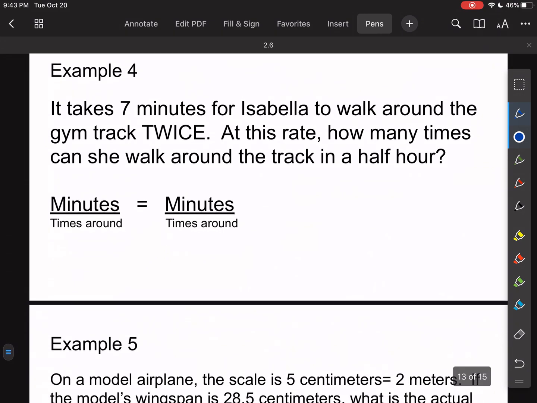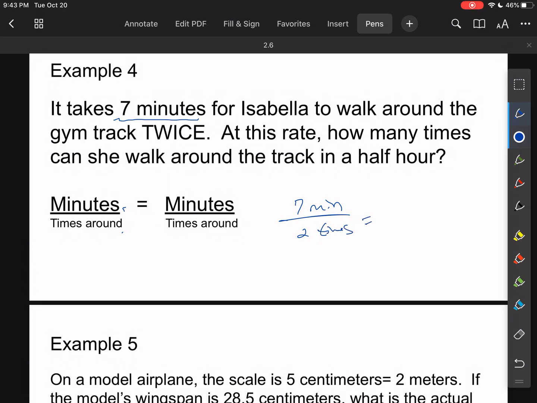So here we go. For example 4, let's take a look at this. It says it takes 7 minutes for Isabella to walk around the gym track twice. At this rate, how many times can she walk around the track in a half an hour? So I want to make sure that I keep minutes to times around very clear, so it stays consistent throughout. So I'm going to look at this and say, okay, 7 minutes to walk around twice, right? So 7 minutes to 2 times around.